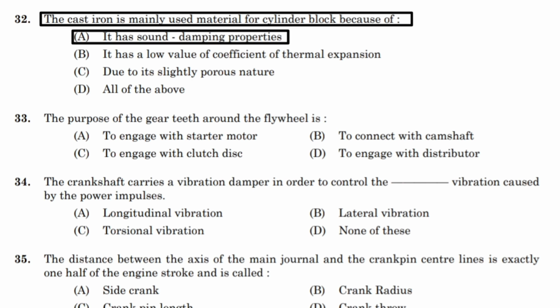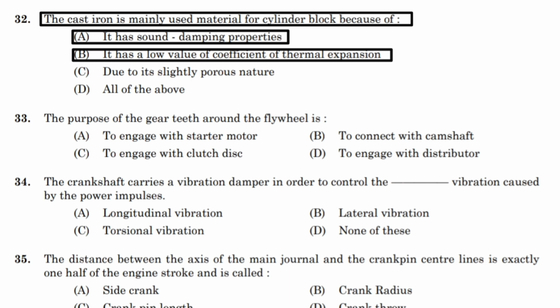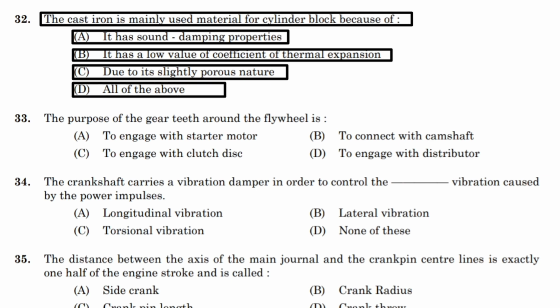32. The cast iron is mainly used material for cylinder block because of A. It has sound damping properties, B. It has a low value of coefficient of thermal expansion, C. Due to its slightly porous nature, D. All of the above. Answer D. All of the above.